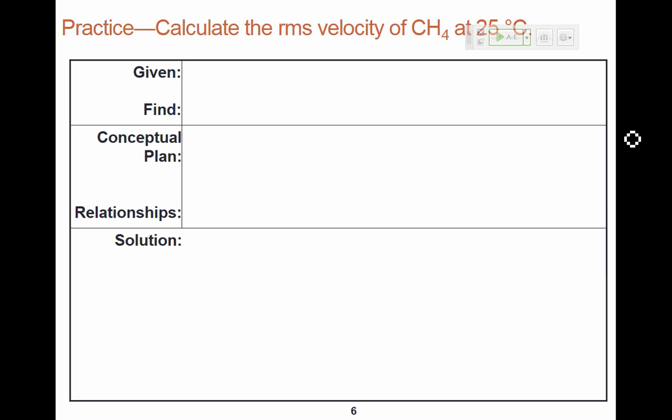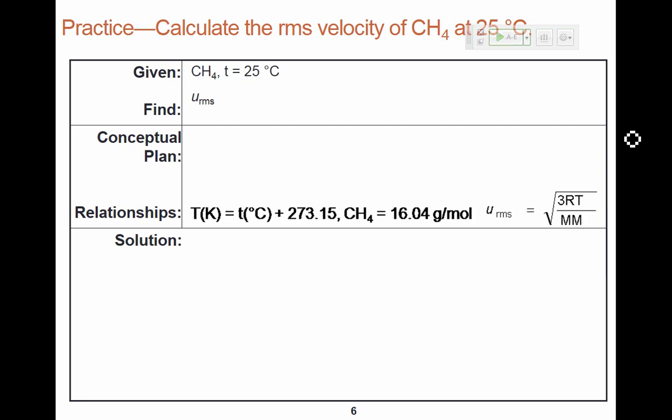So we can calculate our root mean squared velocity if we know the molar mass or if we know the gas. So in this case, we're given the temperature, 25 degrees Celsius, and we're given what the gas is. In this case, it's methane gas, CH4. So to calculate our root mean squared velocity, we need our temperature to be in Kelvin because of R's units. Pretty much every time we talk about temperature in this chapter, we must convert it to Kelvin. And then we can calculate our molar mass of CH4, which is 16.04 grams per mole.